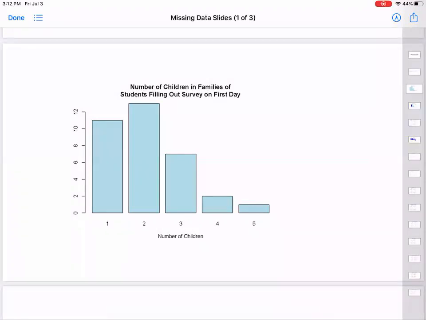So what should I do? Well, let's see. I see here in my data set that the most common number of children in a family was 2. So perhaps one idea would be to guess 2 for all those people who added the class late. What do you think about that? Let's pause for a minute and think about that idea.